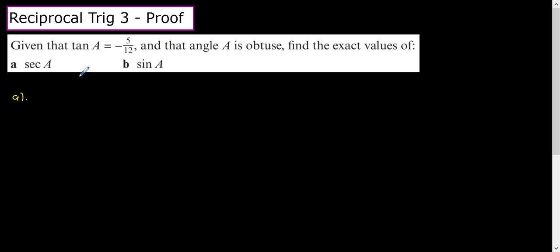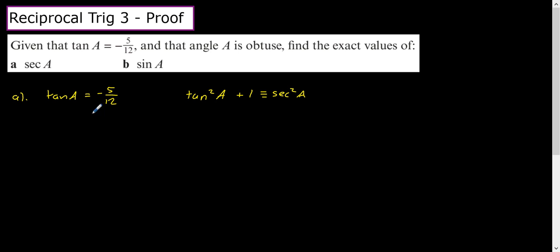Now, what do I mean by that? So here we've got tan A is minus 5 over 12. And we want to know something about sec A. So do we know an identity that links tan with sec? We sure do. We know that tan squared, let's use A because that's in the question, tan squared A plus 1 is sec squared A.